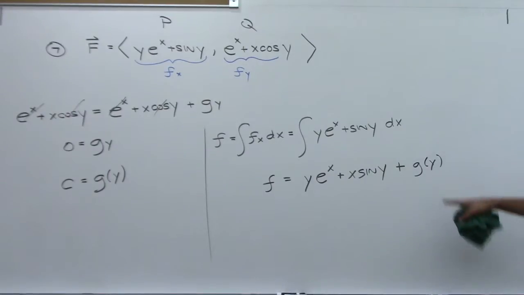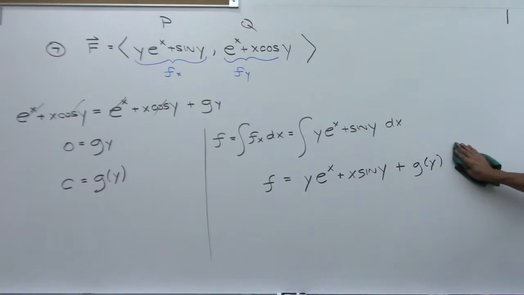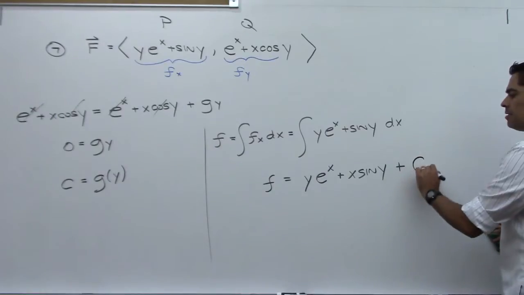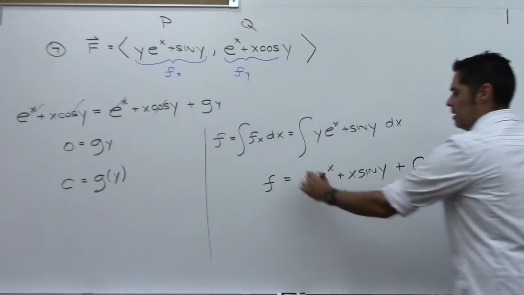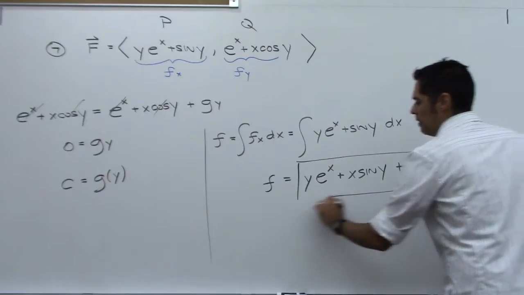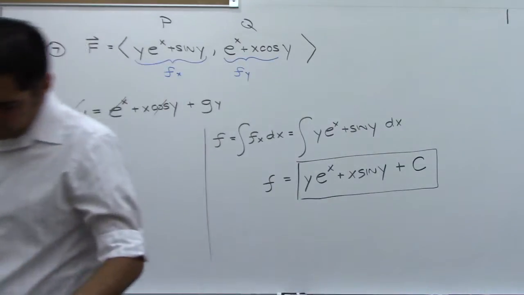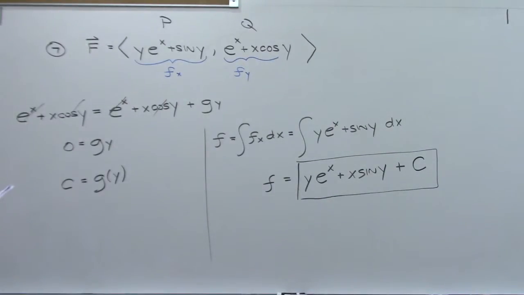So now I come back here, this is what I knew f was, and I just tack on g of y, which we said was a constant. And this should be our potential function right there. So that is number 7. Now, there aren't any three-dimensional ones here, not till later.